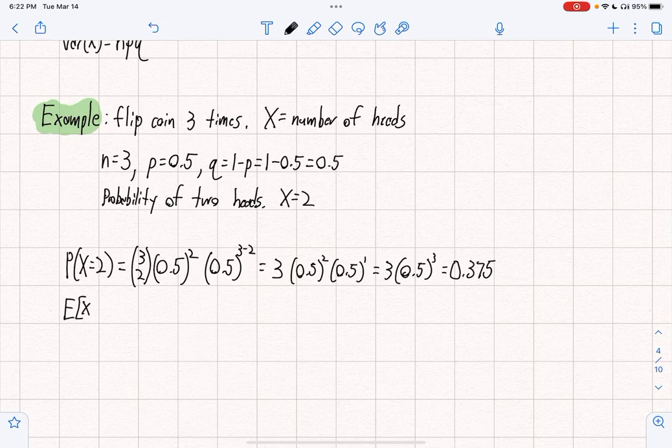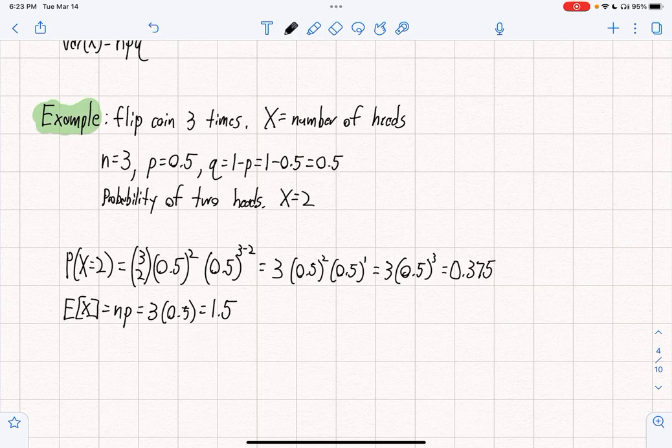Now let's find the expected value of this random variable. So the expected value of x is equal to NP. So n here was 3, p was 0.5. And so we would expect 1.5 successes.